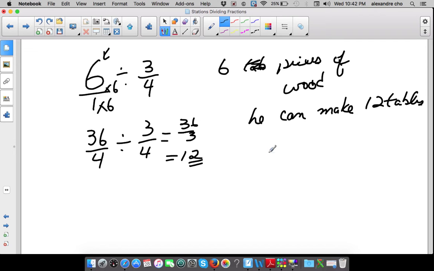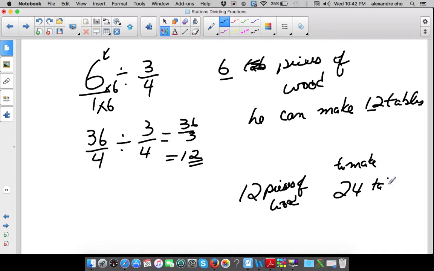Now, how many pieces of wood would he need to make 24 tables? Obviously, with 6 he can make 12, so you need to double that. So he would need 12 pieces of wood to make 24 tables. Okay.